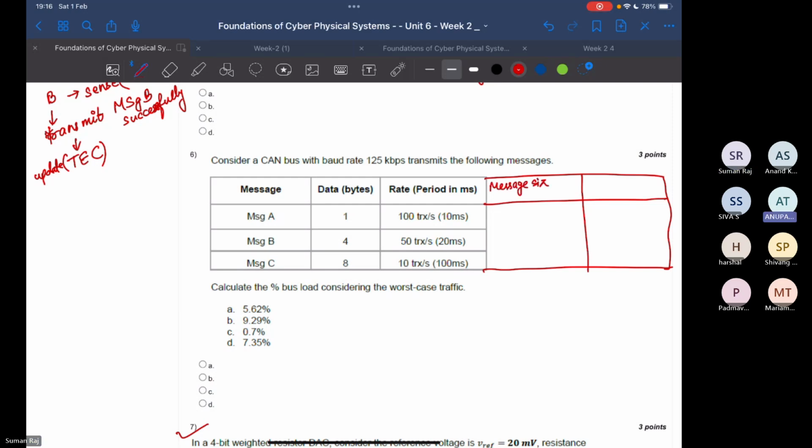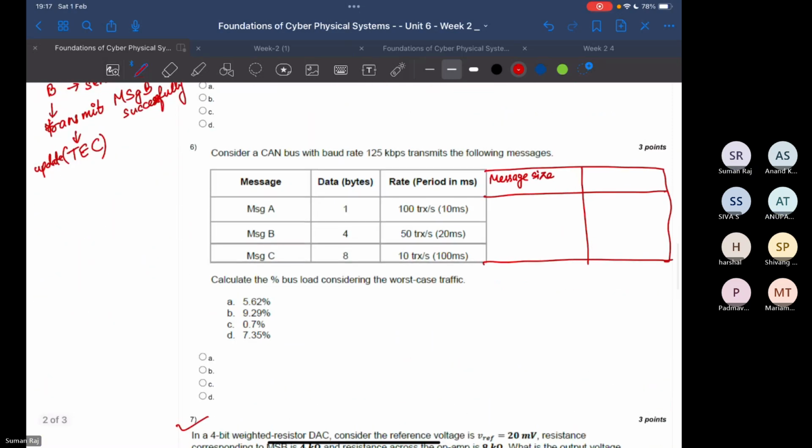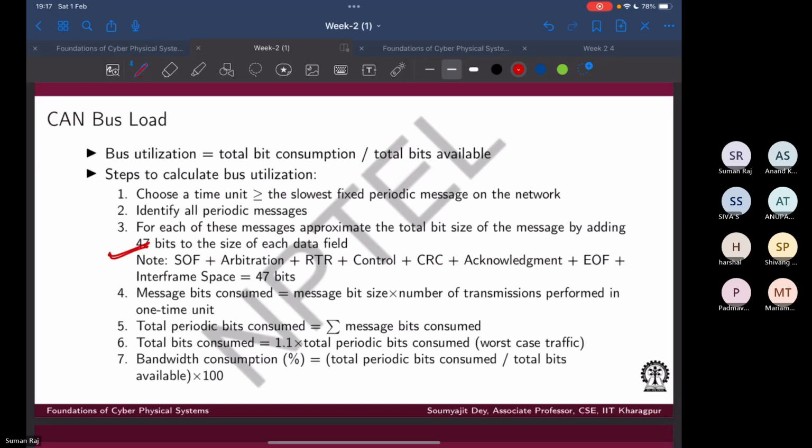Size. Hello. Sorry. Ma'am, this 1.1 factor, what we multiply, is it a safety factor? No, no, no. It's not a safety factor. It is considering traffic, I mean, keeping traffic into consideration. This 1.1 multiplied by total periodic bits. Yes, 1.1 safety factor, is what I want to say.